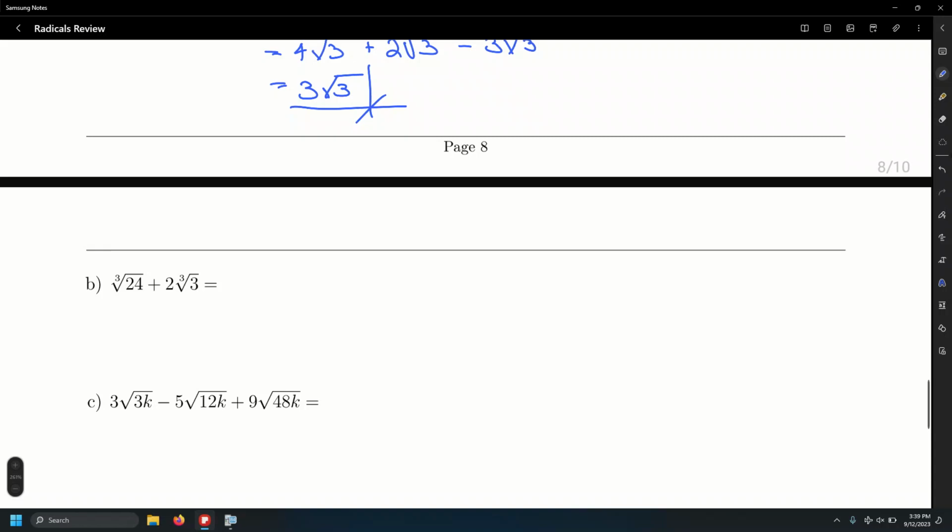All right, what about that 24? What factor of 24 is a perfect cube? 8 and 3, right? So that is going to be cube root of 8 times 3 plus 2 times cube root of 3. All right, take out the cube root of 8. That equals 2 because 2 cubed equals 8. Cube root of 3, again, check the position of the index.